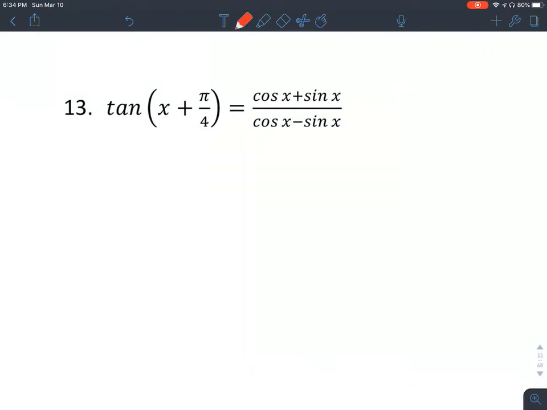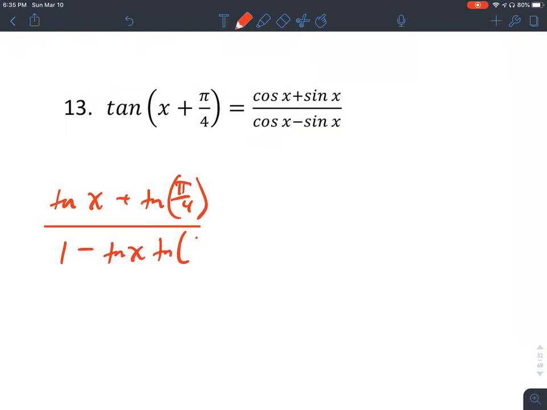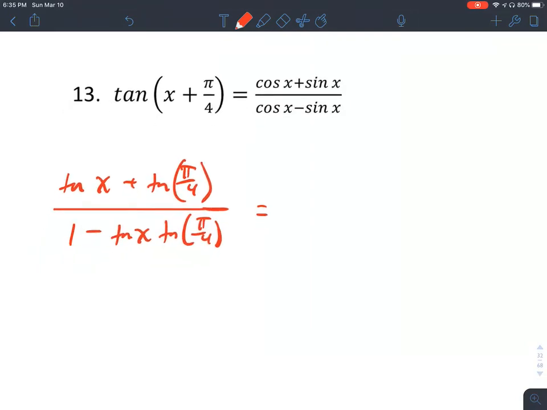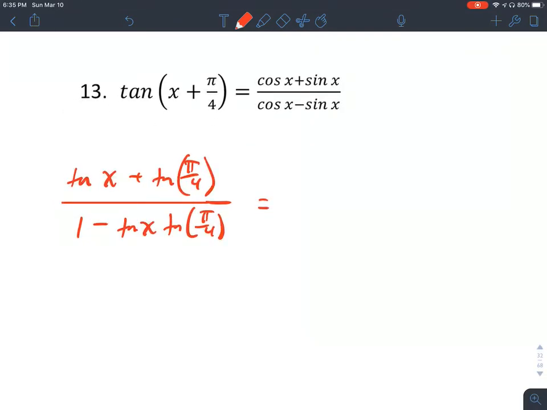Number 13, we've got tangent. Tangent's always kind of a little bit of a jerk, but let's see what happens here. I'm going to work with the left side. I'm going to leave the right side alone. See what happens. Using the sum identity for tangent, it's going to be tangent of the first angle plus tangent of the second over 1 minus tangent of the first angle times tangent of the second angle. Tangent of pi over 4 is 1. That's going to make this tangent of x plus 1 over 1 minus tangent of x times 1.